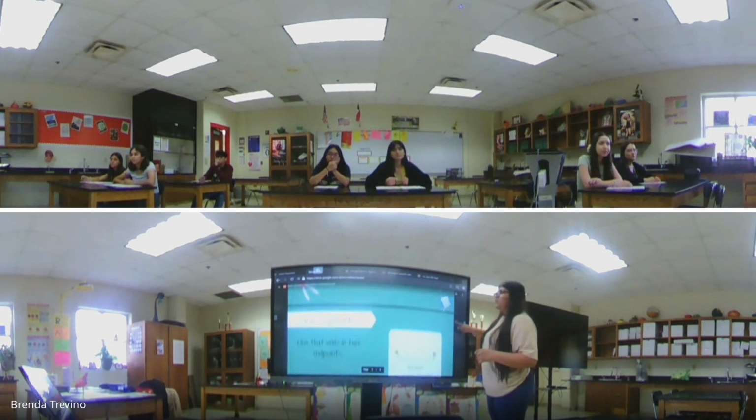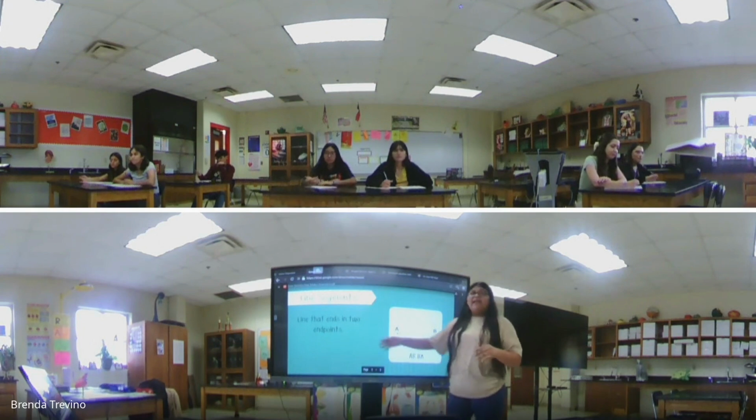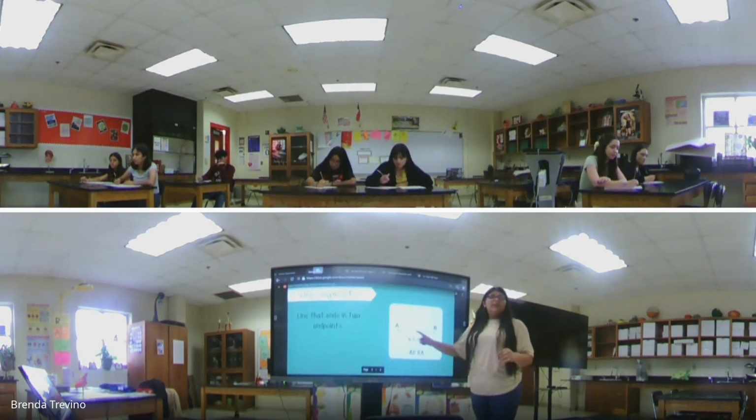So the first thing that we need to know is what line segments are. A line segment is a line that ends with 2 points. Here you can see this line segment ends with the endpoints A and B.